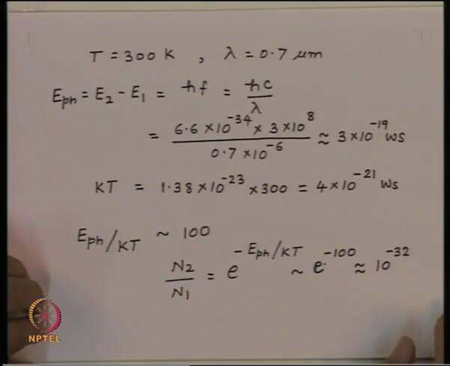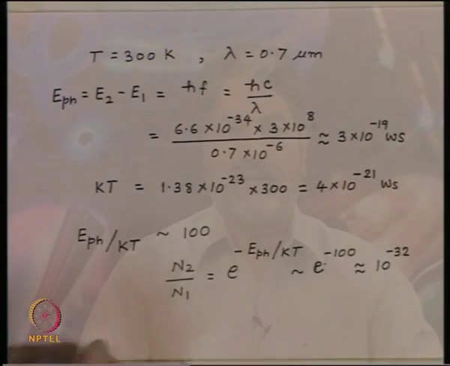So, what we find is that if I consider a system at thermal equilibrium, which has a temperature T, then the electron density at the upper energy level will be negligibly small compared to the electron density at the lower energy level. Now, let us say in general we have electrons lying at the upper energy level and in the lower energy level.